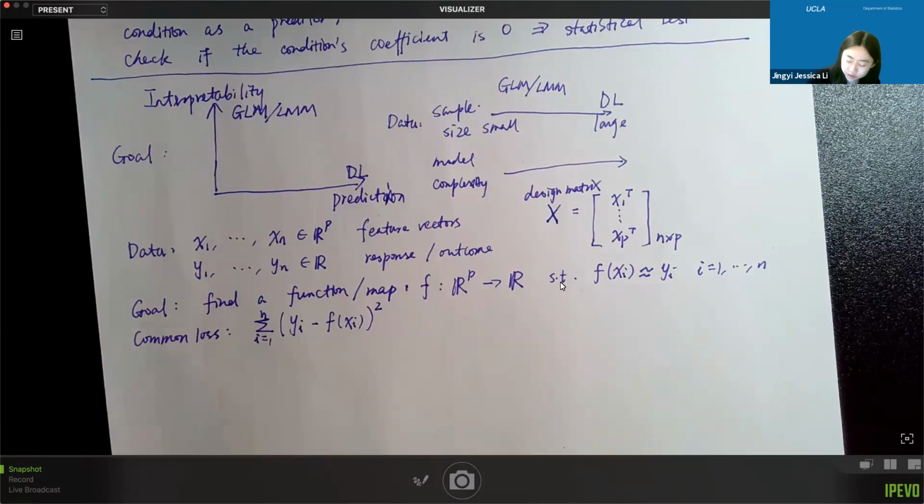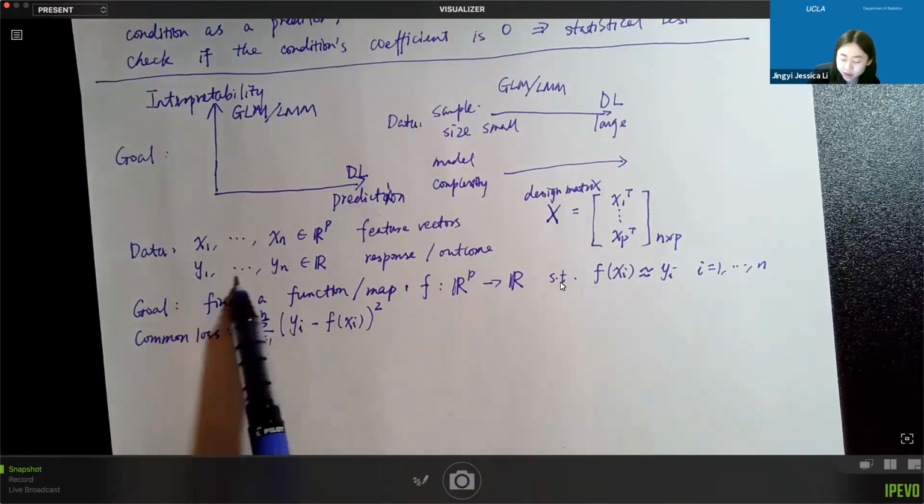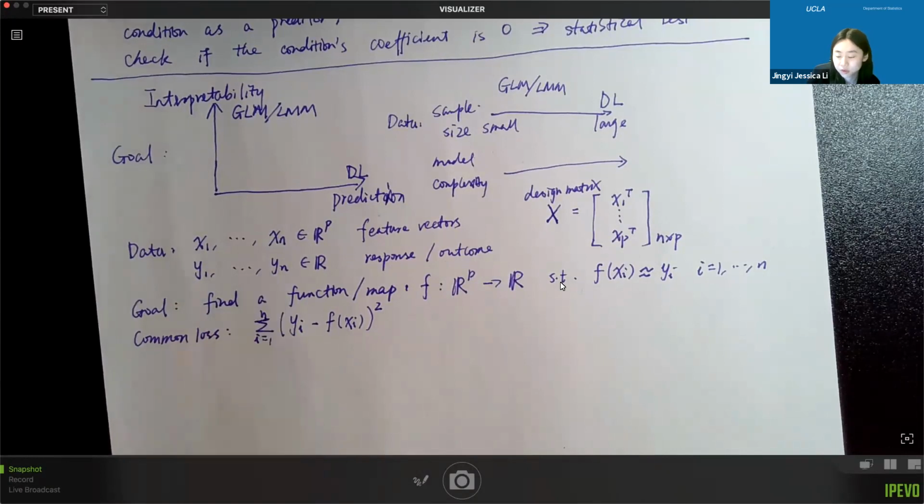You may use different losses, then this may be different. For example, if your y1 to yn are binary labels, that is something we call a classification problem. In that case, you may use, say, the cross entropy loss in machine learning, or some people may use the hinge loss as in support vector machine. But these are all variants of loss. You can understand that ultimately the loss will be smaller if the f(xi)'s are closer to yi's. So you know that trait.